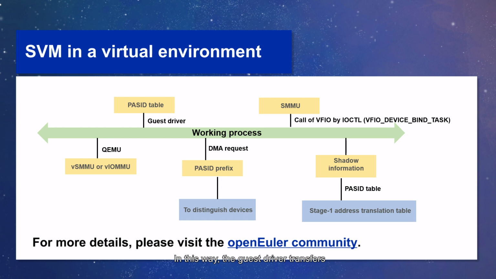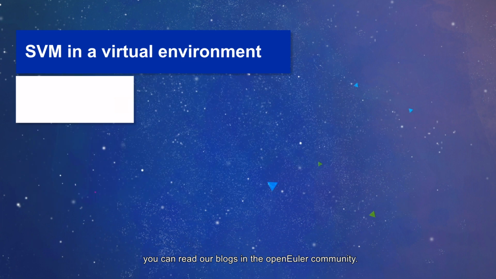In this way, the guest driver transfers the PASID table address to openEuler. Then openEuler sends the table information to the SMMU through the IOCTL call of VFIO. In this way, the SMMU obtains the shadow information of the PASID table of the guest internal process and can create a stage 1 address translation table. If you are interested in the detailed description of this process, you can read our blogs in the openEuler community.